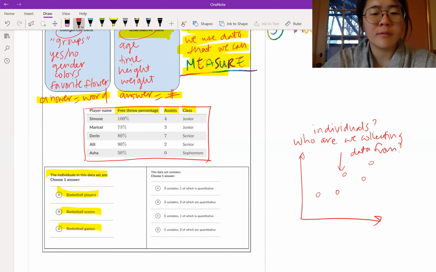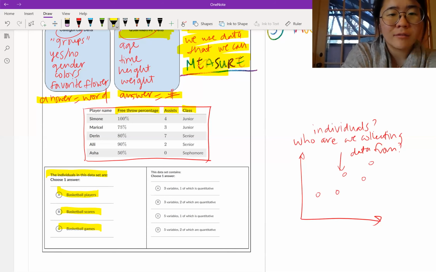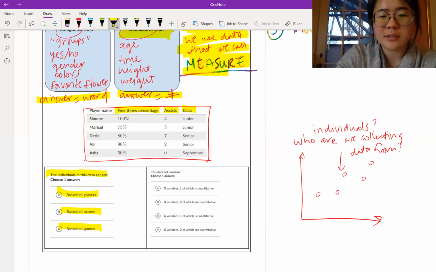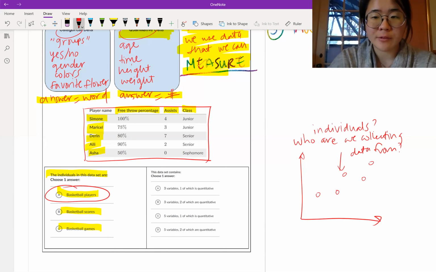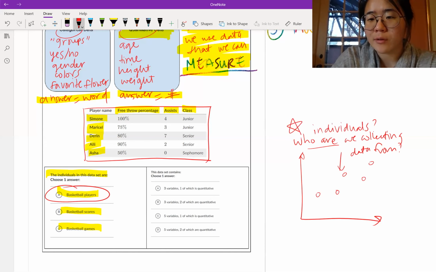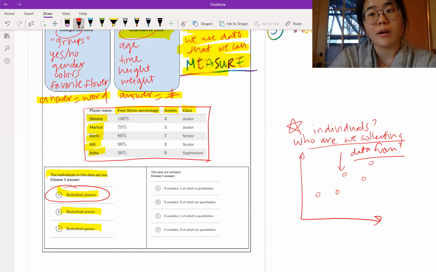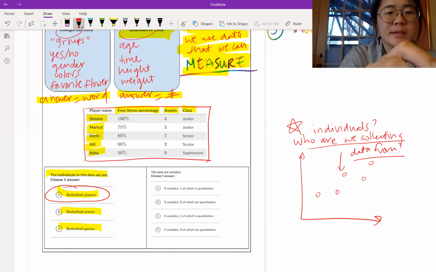Are we collecting data from players, basketball scores, or basketball games? In this case, we're collecting data from each player, right? So our answer is actually going to be basketball players. Those are our individuals. That's who we are collecting data from. When I ask about individuals, I'm asking who are we collecting data from. And then this asks me, what does the data set contain?